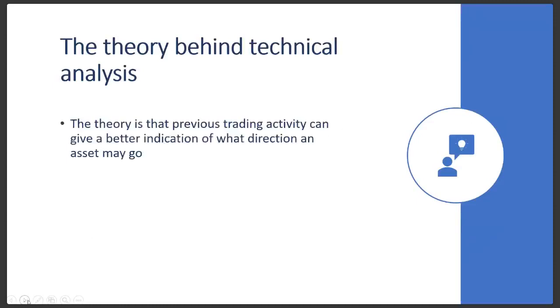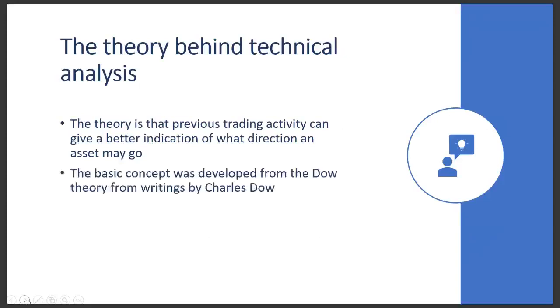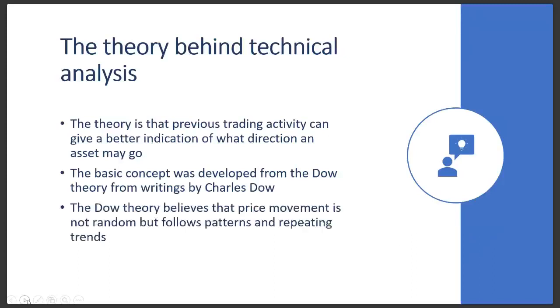So the theory behind technical analysis really is this. The theory is that previous trading activity can give a better indication of what direction an asset may go. So they look at the past. The basic concept was originally developed from what's known as the Dow Theory, from the writings, surprisingly very creative name, of an individual by the name of Charles Dow. The Dow Theory believes that price movement is not random, but follows patterns and repeating trends.